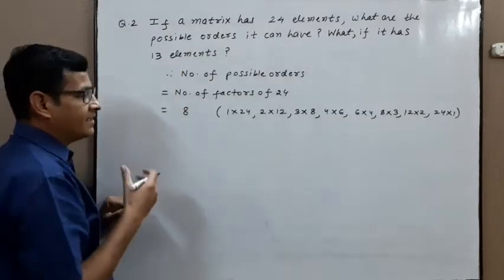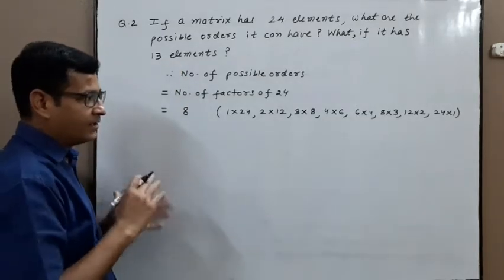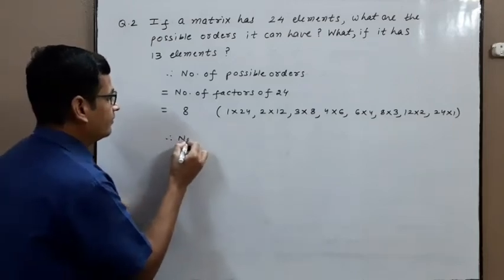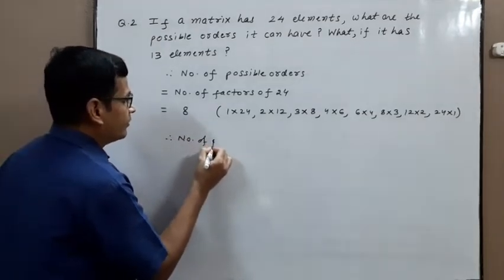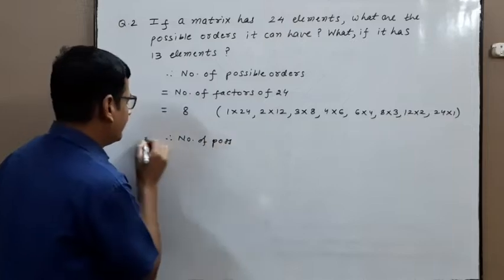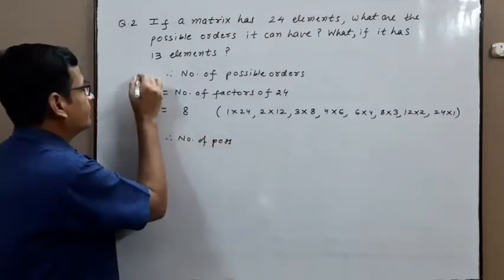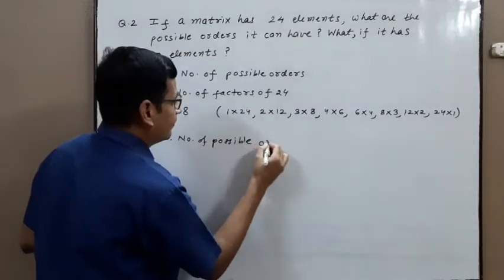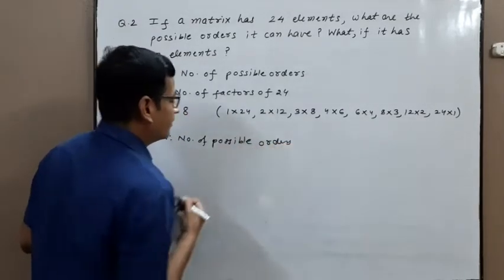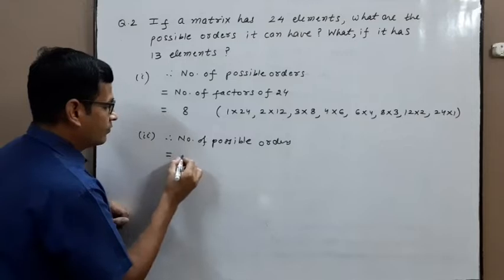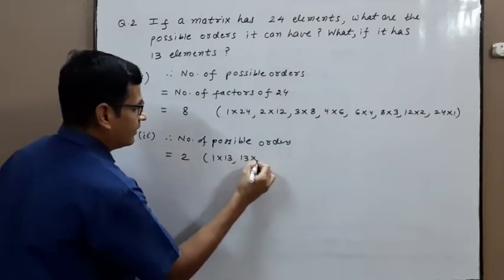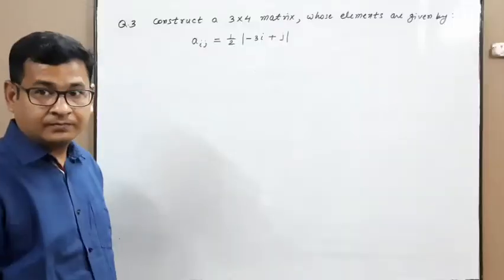Only 13 elements. 13 is a prime number, so there are two factors: 1 into 13 and 13 into 1, which is 2. So therefore, the number of possible orders is equal to 2: 1 into 13 and 13 into 1.